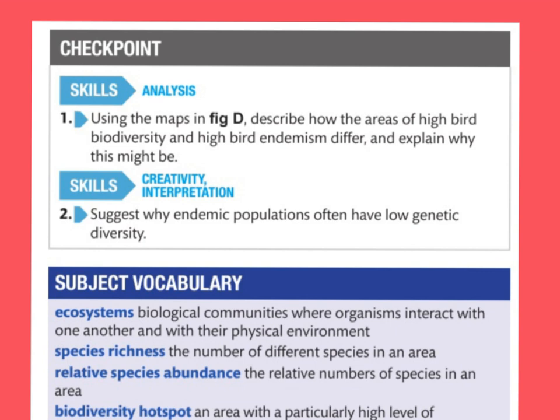Now we are done with the lesson. Let's solve some questions. Question 1. Using the maps in figure D, describe how the areas of high bird biodiversity and high bird endemism differ, and explain why this might be.